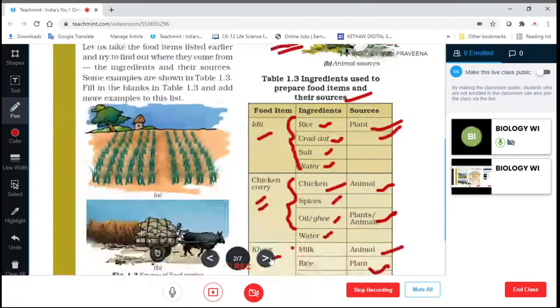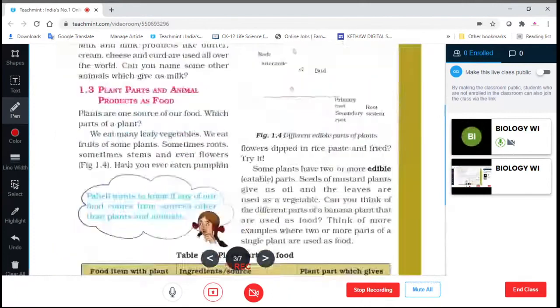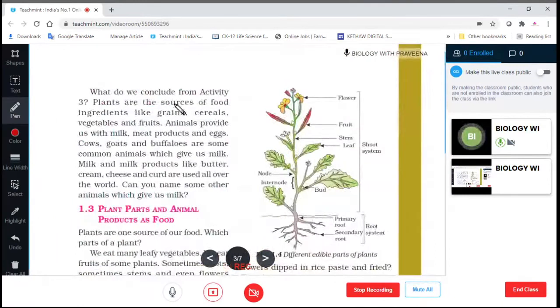So next, what do we conclude from activity 3? We conclude from the activity that plants are the sources of food ingredients like grains, cereals, vegetables and fruits. Animals provide us food such as milk, meat products and eggs. So these come from animals.